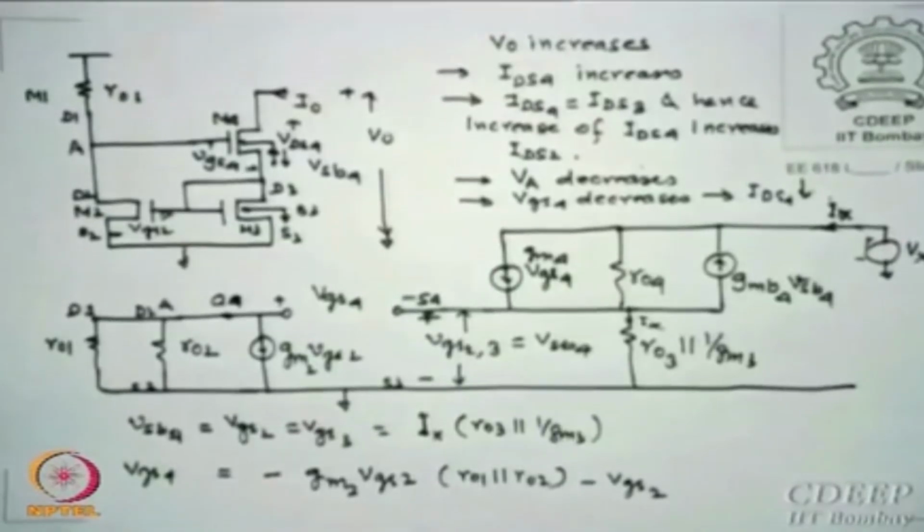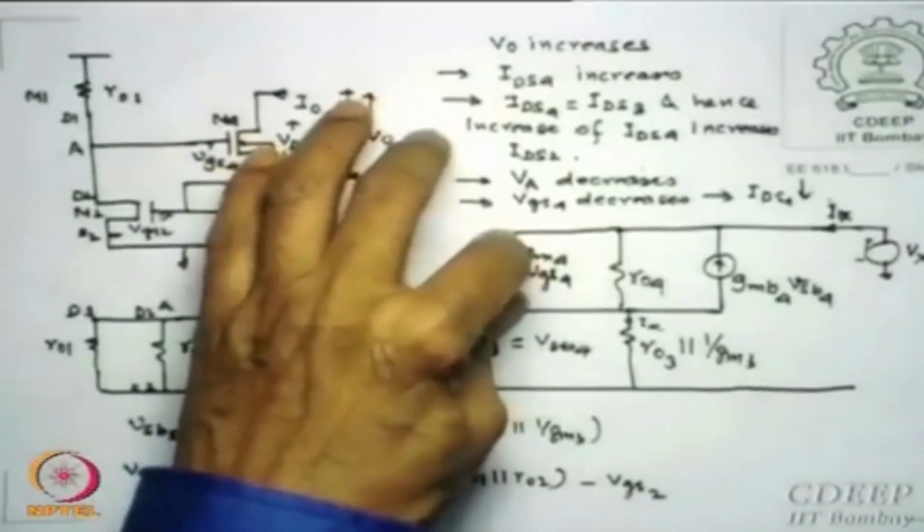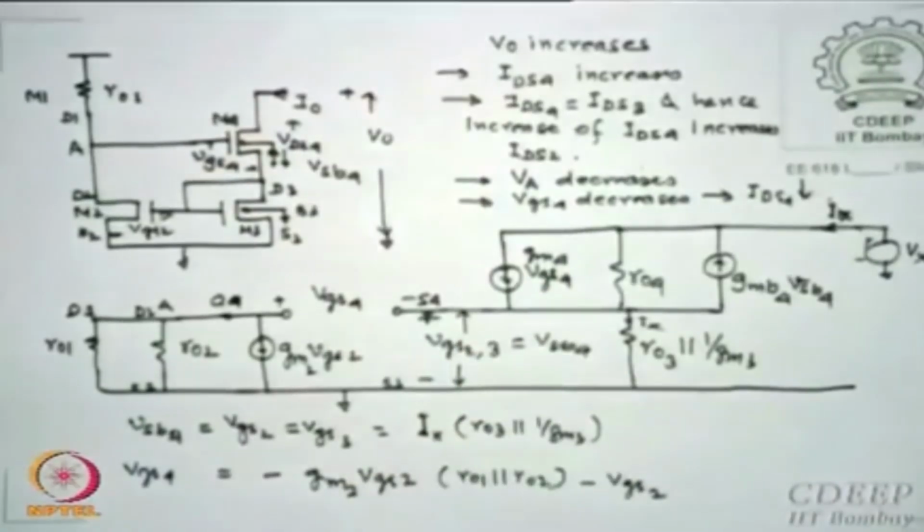But what is VGS4? Now why am I interested in VGS4? Because I want to find the drop across this, because of this current source, is that okay?